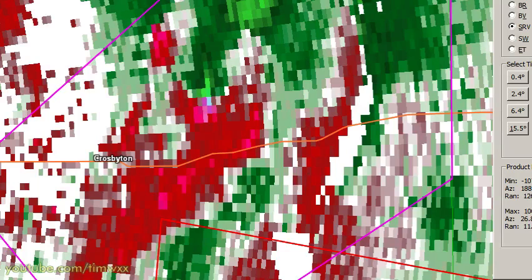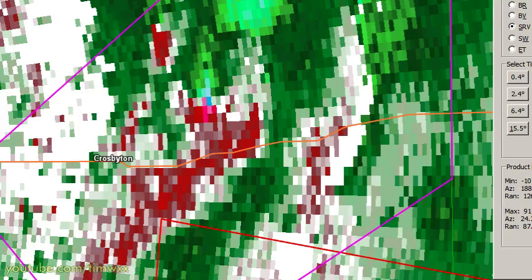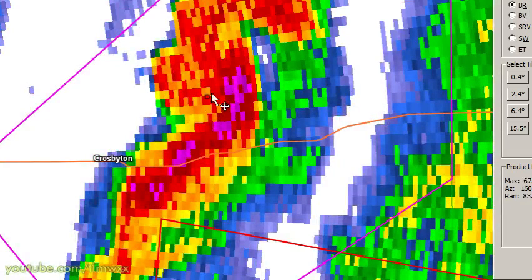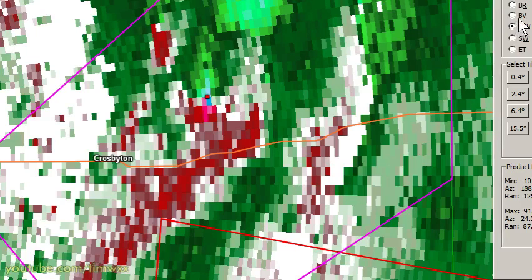Let me set my motion vectors real quick. So I'm going to put a little mark there for that little circulation right there. You can see we've got 33 out and then 46 in. That's about 70 knots of very tight shear there. And that's kind of on the backside of the storm. So it's maybe a little bit of a bow echo type thing going on here. Very small scale one.